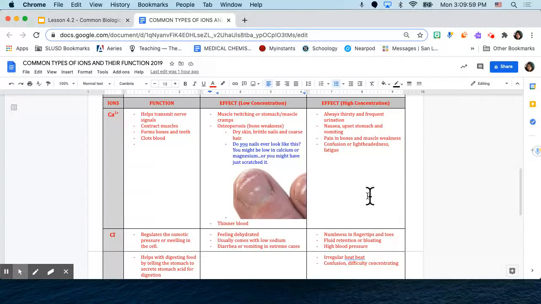Right. Another random fun fact and side note: if you ever have nails that look like this, again, there are a lot of reasons why your nail might have this white coloration. It might be because you just scratched yourself, or you might be sick or have been attacked by a flu virus. But another reason is that you might be low in calcium or magnesium. So that's something to notice in yourself.